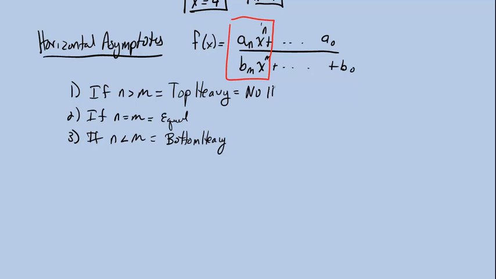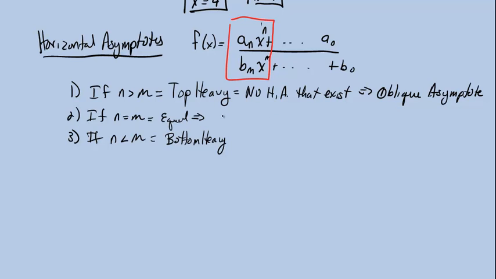Okay, so if the degree of your numerator is larger, we call this top heavy, and there will be no horizontal asymptote that exists. We actually get an oblique asymptote. So if you are top heavy, then no horizontal asymptote will exist. You will have an oblique asymptote.